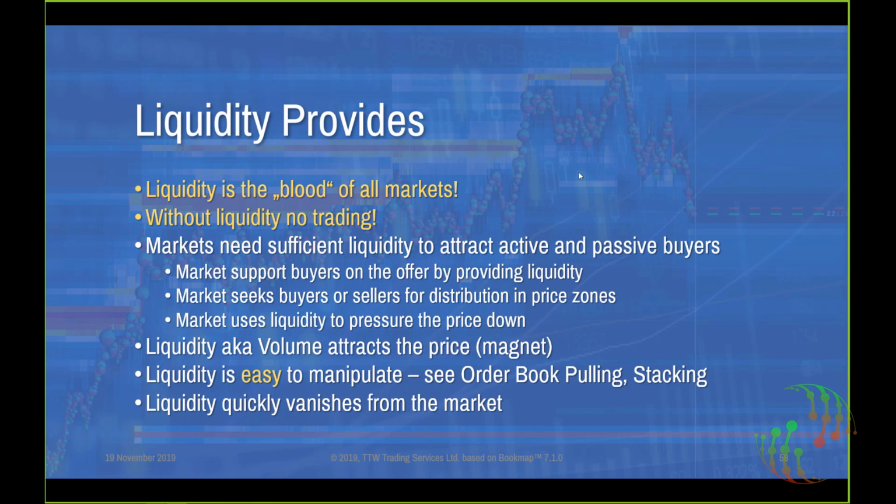The consequence of this widespread usage of the limit order book in our electronic markets today is a kind of blurring of the lines between liquidity providers and liquidity takers. Today, in these electronic markets, we are all liquidity providers. We have to know that liquidity is the blood of all markets, because without liquidity, we can't do anything. Market needs sufficient liquidity to attract active and passive buyers. Market supports buyers on the offer by providing liquidity. Market seeks buyers or sellers for distribution in priced zones.